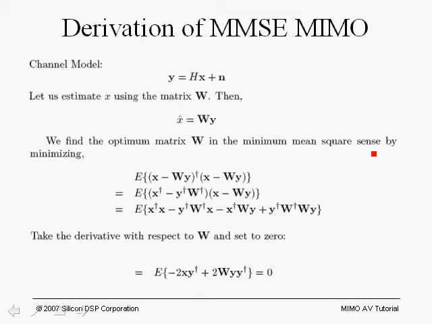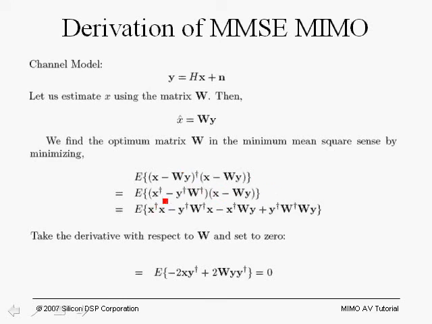So we need to minimize this expression over here. We take the expected value of X minus W times Y, which is the error between the estimated X and the actual transmitted X, the Hermitian of that times X minus WY. This gives us the minimum mean square error. We are interested in the matrix W that minimizes the minimum mean square error.